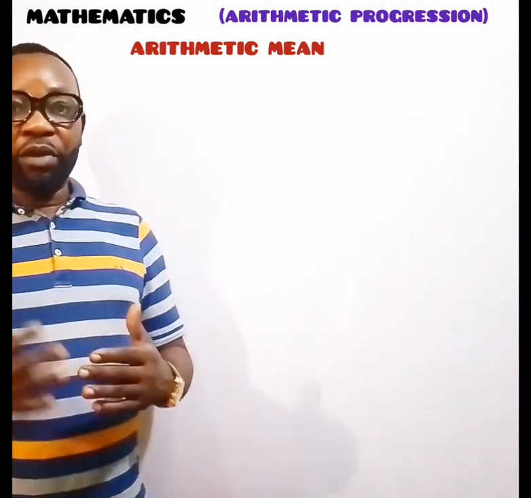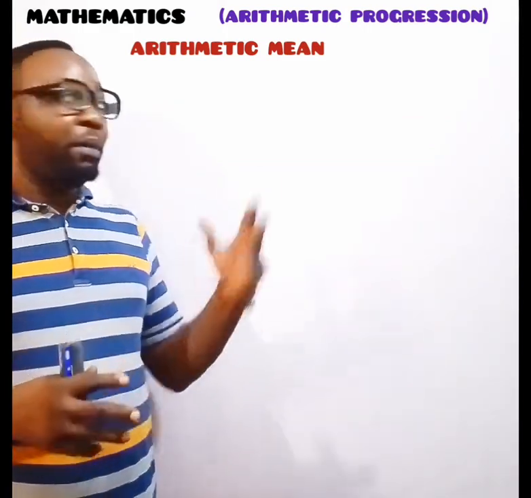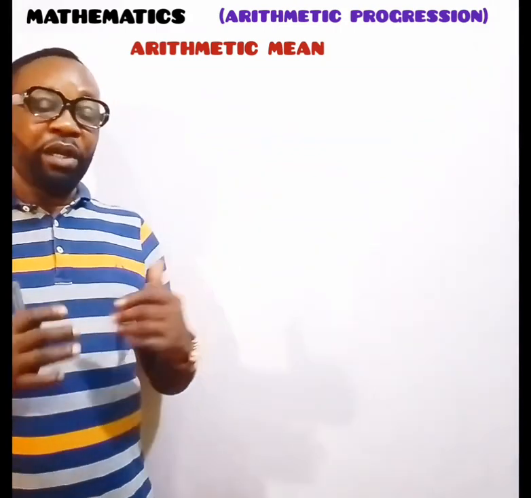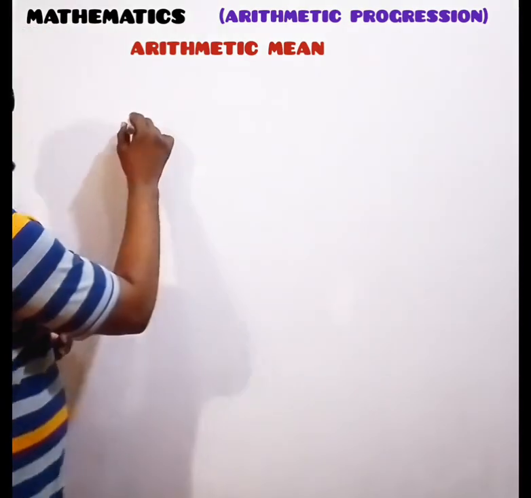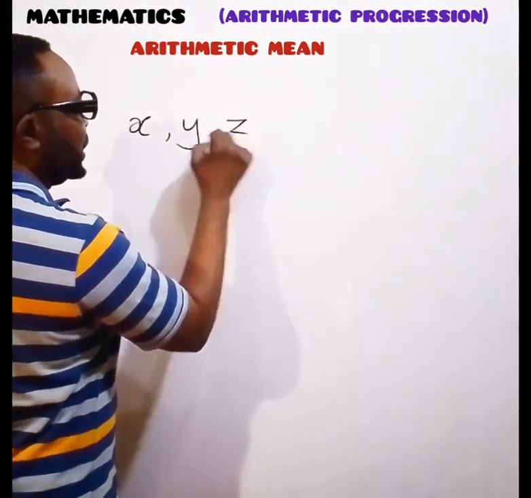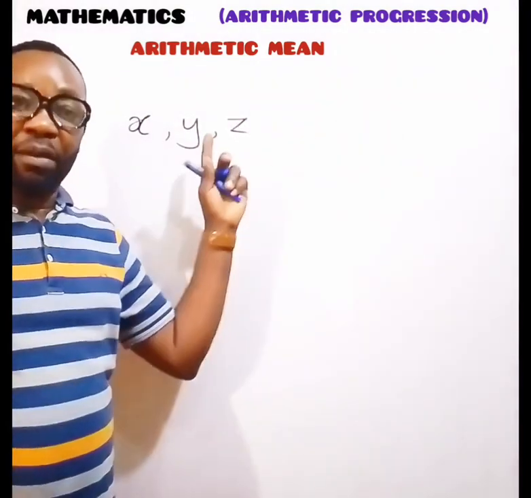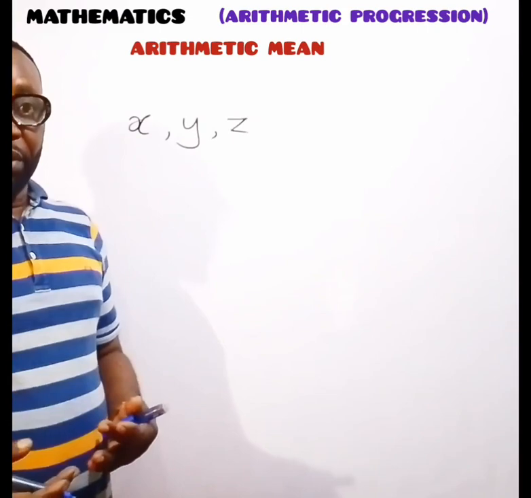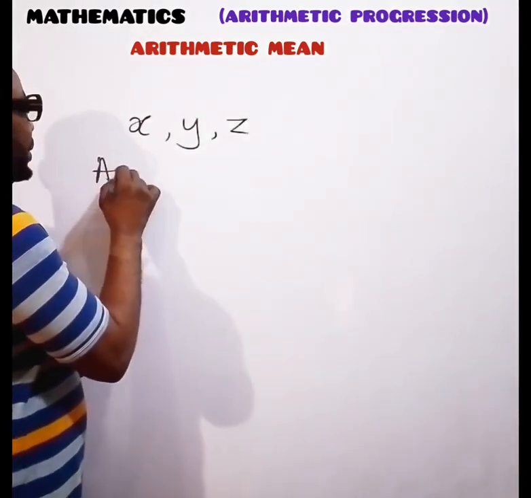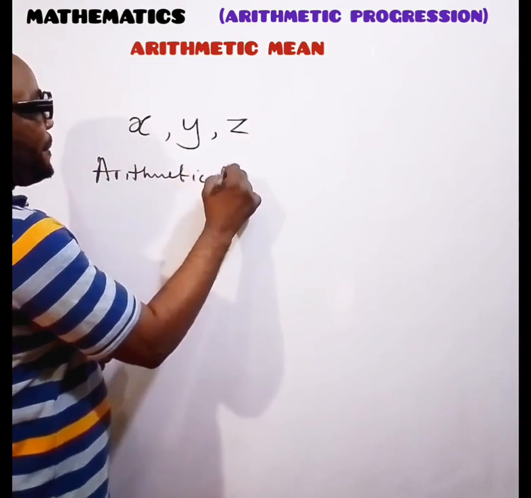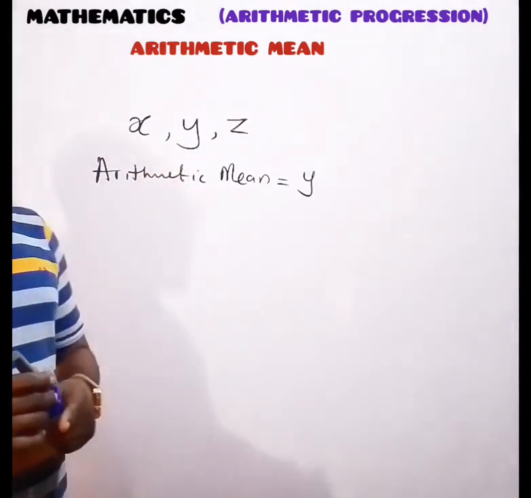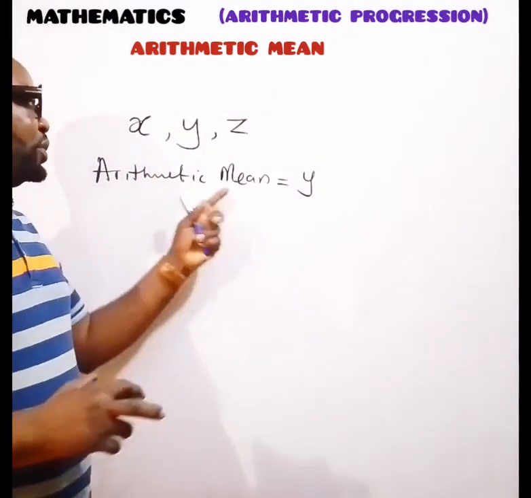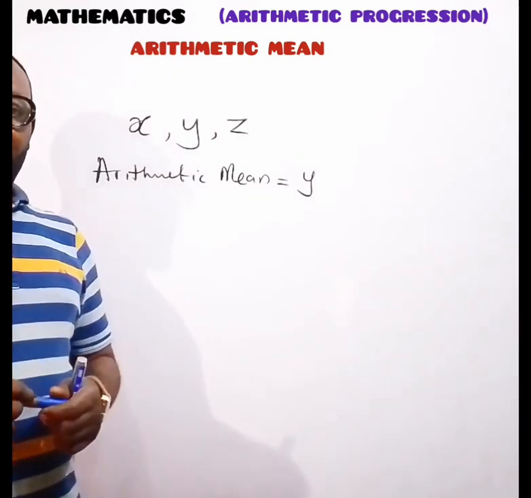But this is a different case. How we find the arithmetic mean of consecutive terms in an arithmetic progression will be given to you the way I'm going to do it right away now. If we have x, y, z as 3 consecutive terms of an arithmetic progression, then the arithmetic mean is given to be equal to y, that is the value in the middle is equal to the arithmetic mean.